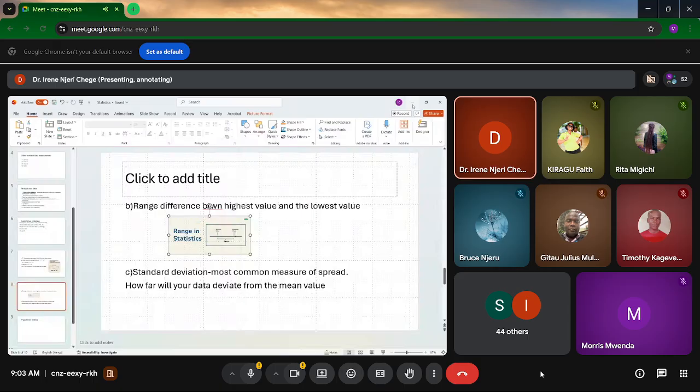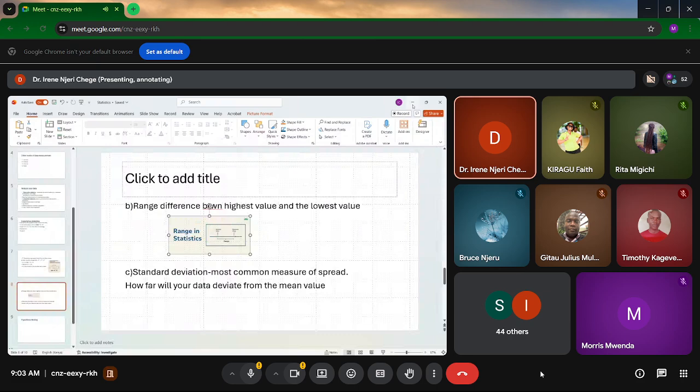It is how far it deviates from the mean. So how do we calculate our standard deviation and even our variance? I'll put next so that you're able to see. I want to copy this image. Here's a standard deviation. Even from form 4, we used to do the standard deviation.